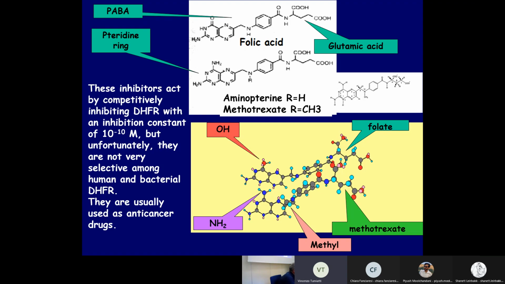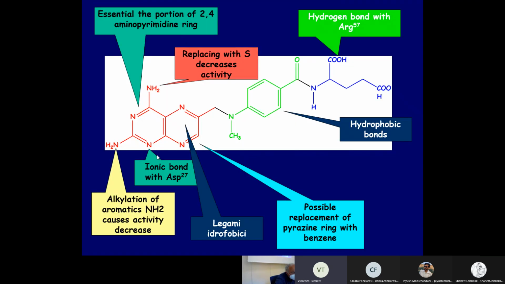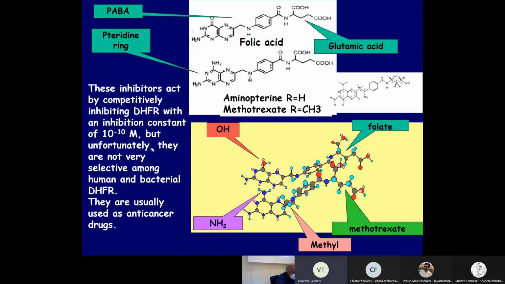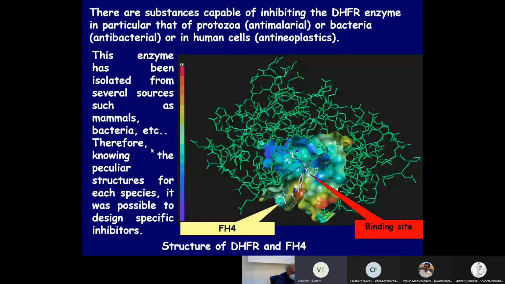I just missed a point about methotrexate. You just said that it gives an additional hydrogen bond to what? Yeah, to a residue of an aspartate. You see here, aspartate 27, which is present here in the binding site. So that's why it blocks the binding site. Yes.